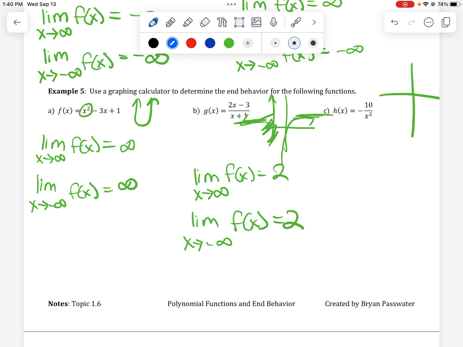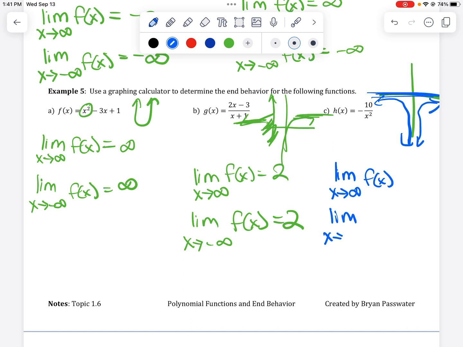And the same thing on this one. If I was to graph this one, it looks like this. So it levels off. It doesn't keep going higher and higher. It kind of levels off there. So the limit as x goes to infinity of f of x, and the limit as x goes to negative infinity of f of x. It levels off at 0.